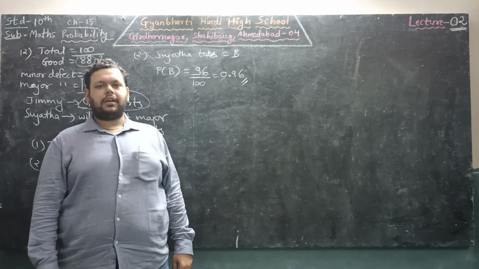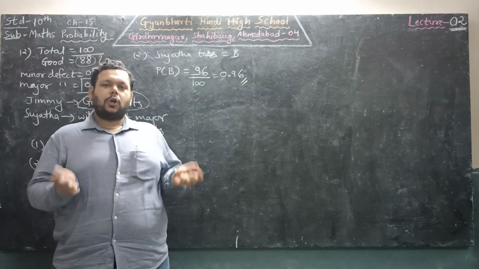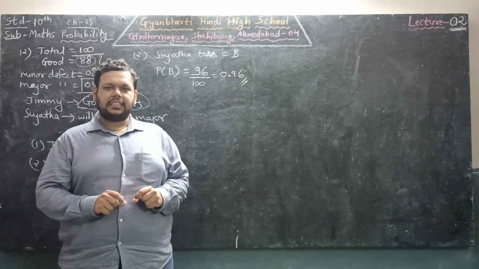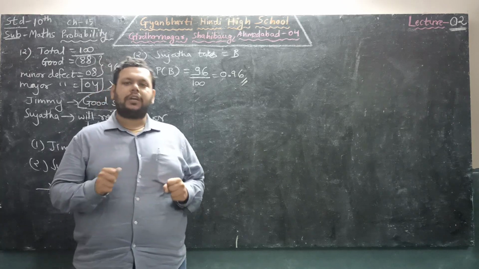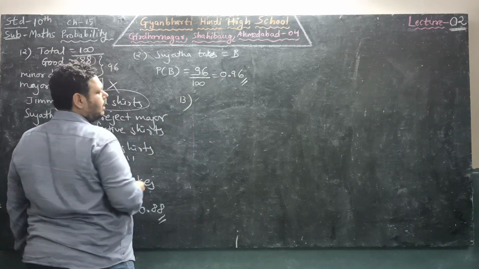Next question number 13. We are having two dice. If we throw them simultaneously, that is, at the same time we are throwing both the dice, write all the possible outcomes. So first, writing all the possible outcomes of question number 13.